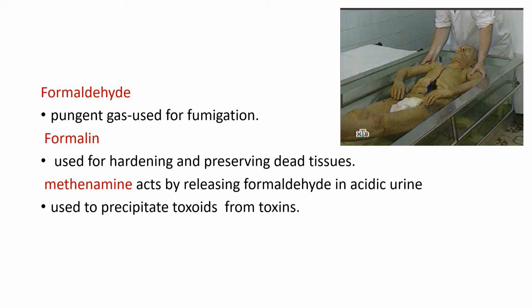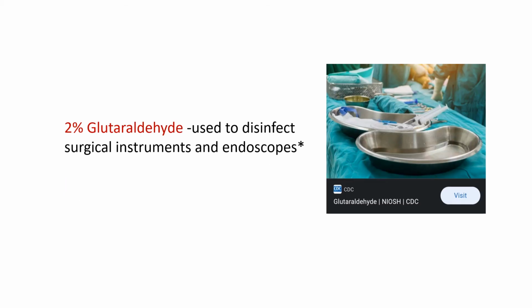Formalin is also used to precipitate toxoids from toxins. We use the various toxoids for vaccination purposes. These toxoids are obtained from toxins by formalin. And another aldehyde, glutaraldehyde, in a concentration of 2 percent, is used to disinfect surgical instruments and endoscopes. This is again an important MCQ for PG entrance. Okay, 2% glutaraldehyde is used to disinfect surgical instruments and endoscopes. The next group of antiseptics are acids.